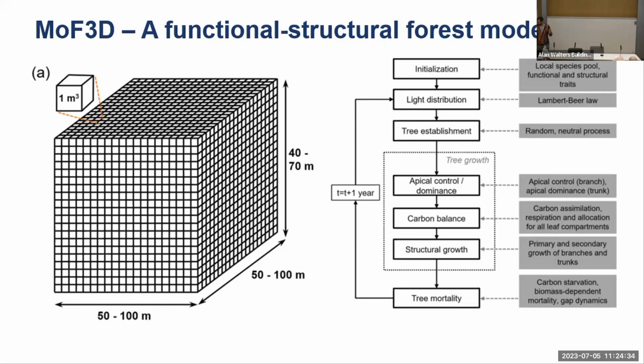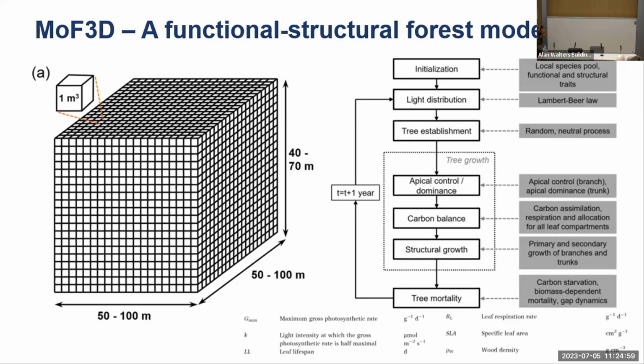There are all sorts of mortality sources. So they can go through carbon starvation. So if you have a negative carbon budget, the leaf will die, or the branch will die, or the tree will die, depending on the scale of the carbon starvation, but also stochastic events, and also gap dynamics. For big tree falls, you can kill all the lower trees below it.